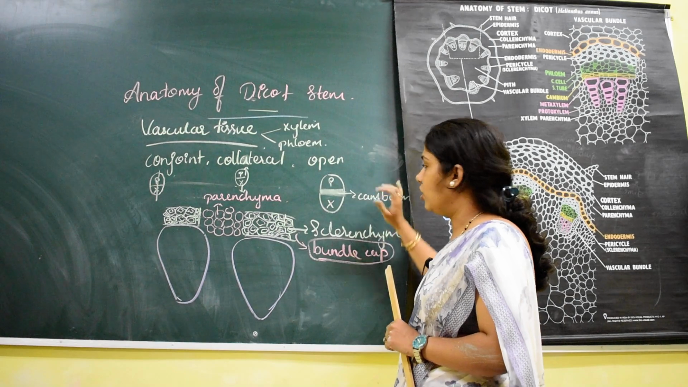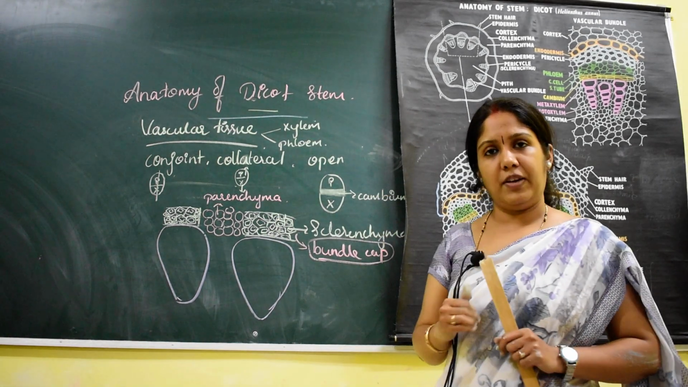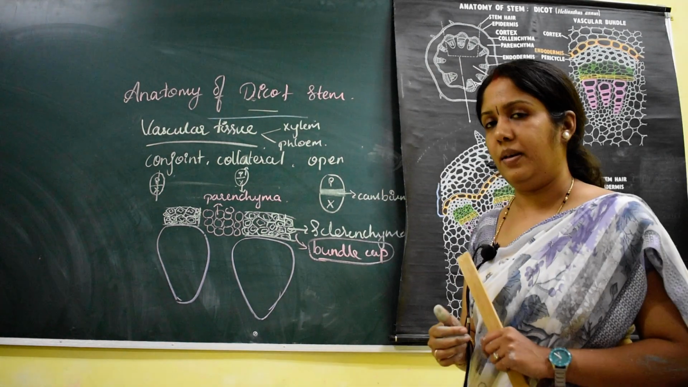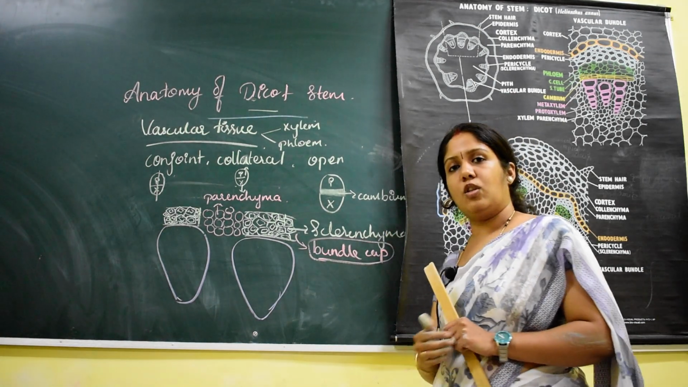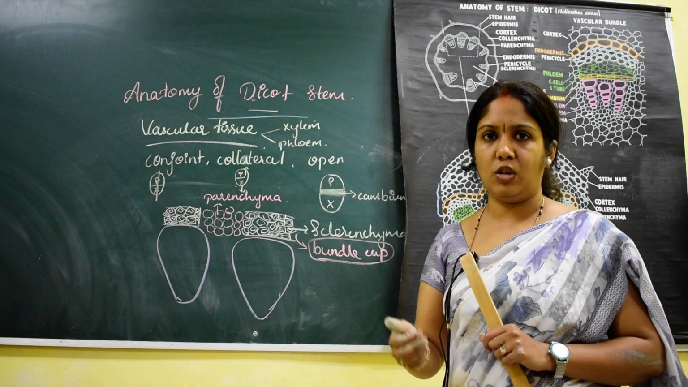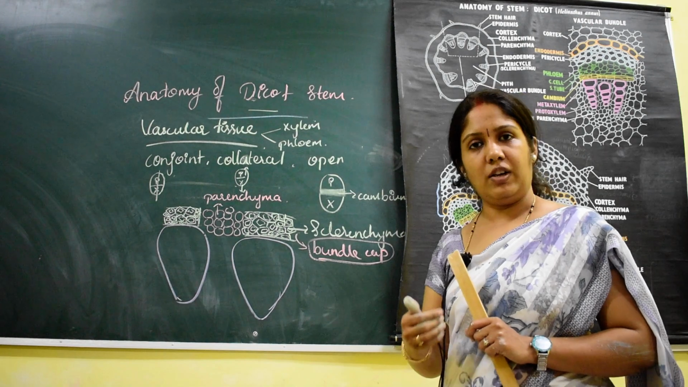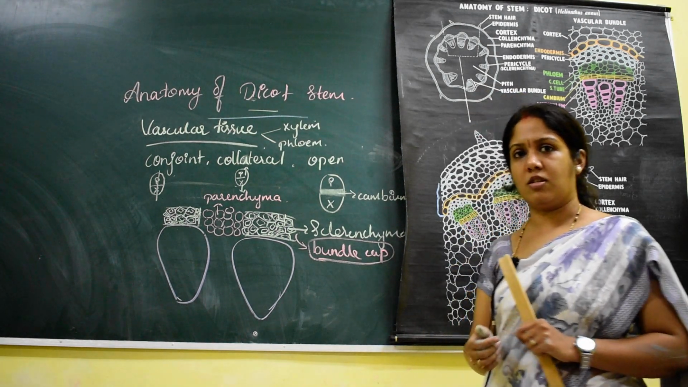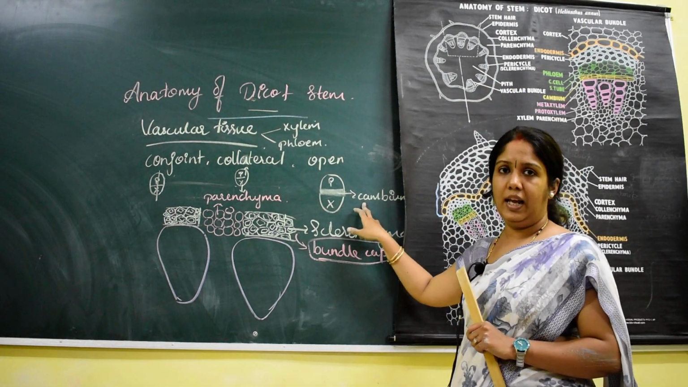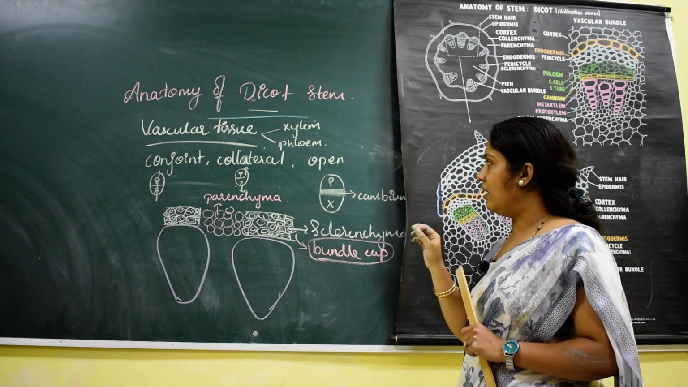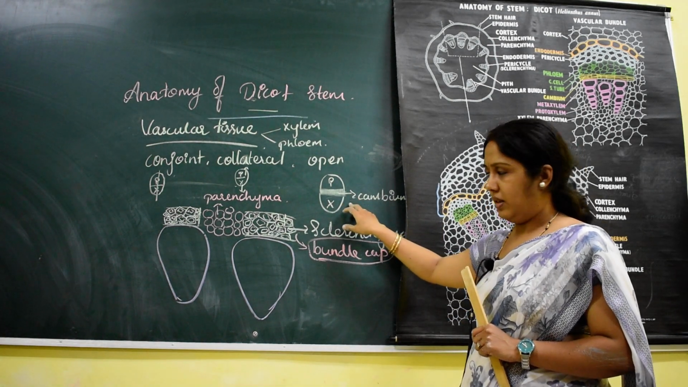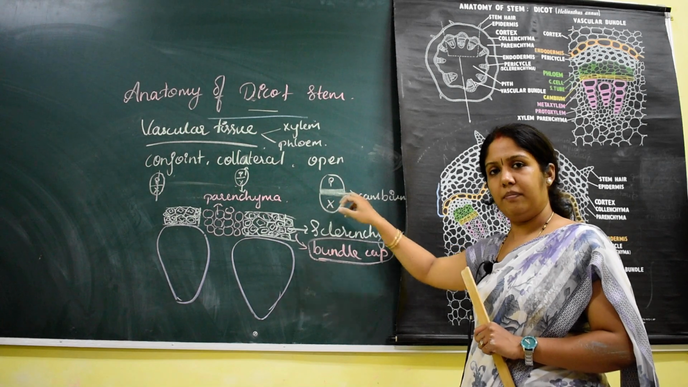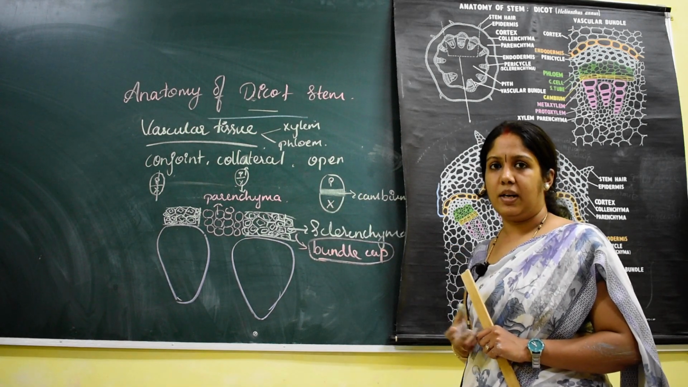Then what is the function of this cambium? This cambium helps in the secondary growth of the dicot stem. In this chapter we are going to study secondary growth in the dicot stem, and there this cambium will help. Hence, if the cambium is present in between xylem and phloem, it is called open type.